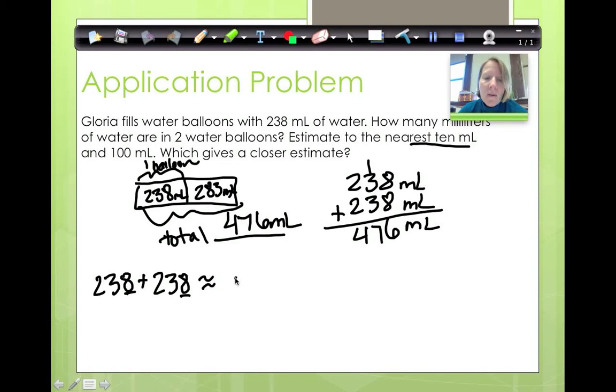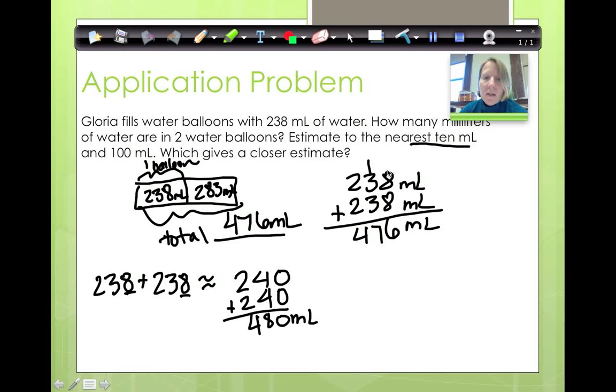So now we have 240 plus 240. What will that give us? Well, that gives us 0. 4 plus 4 is 8. 2 plus 2 is 4. And then we'll put this milliliter. So it's about 480 milliliters. How are we doing with that? Is that pretty close? Yeah, that's pretty close.